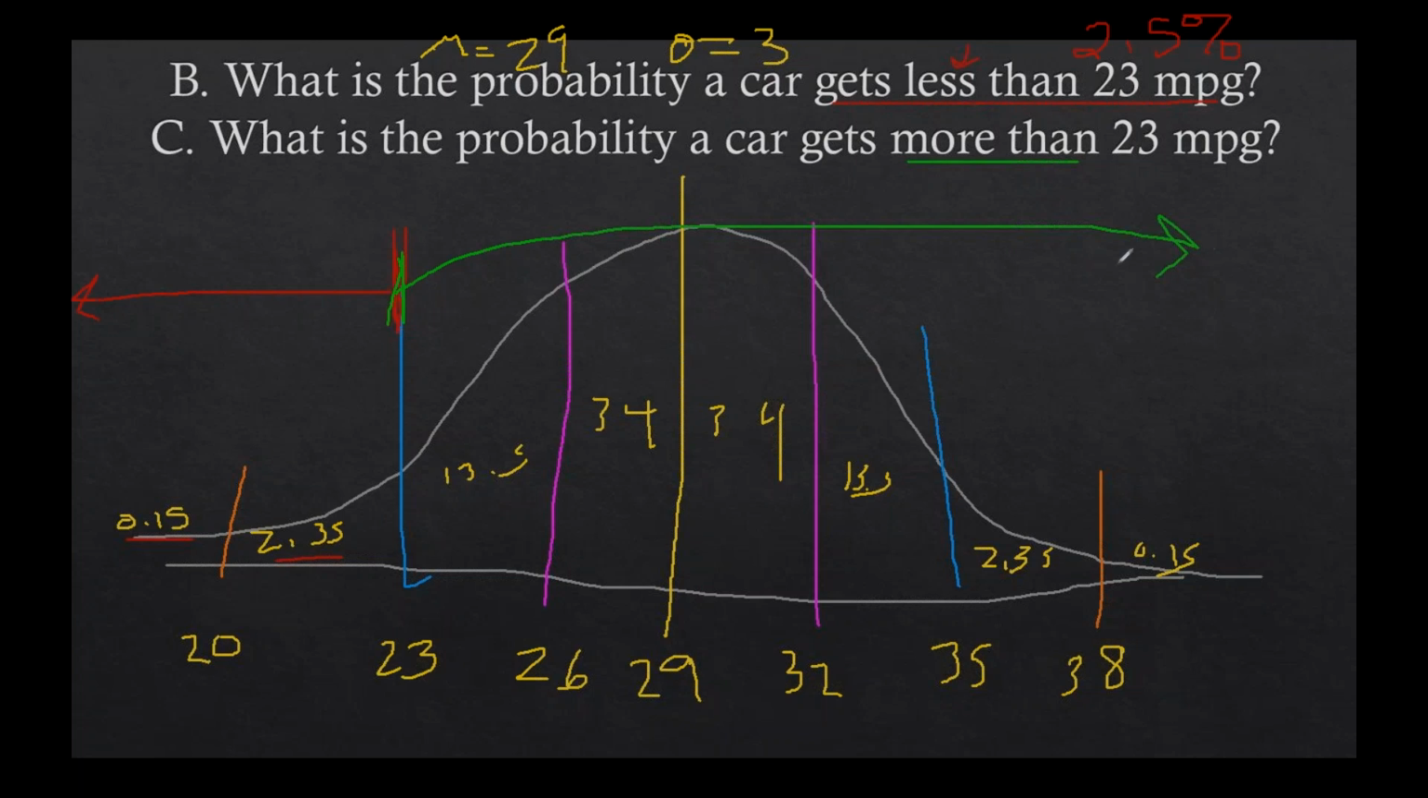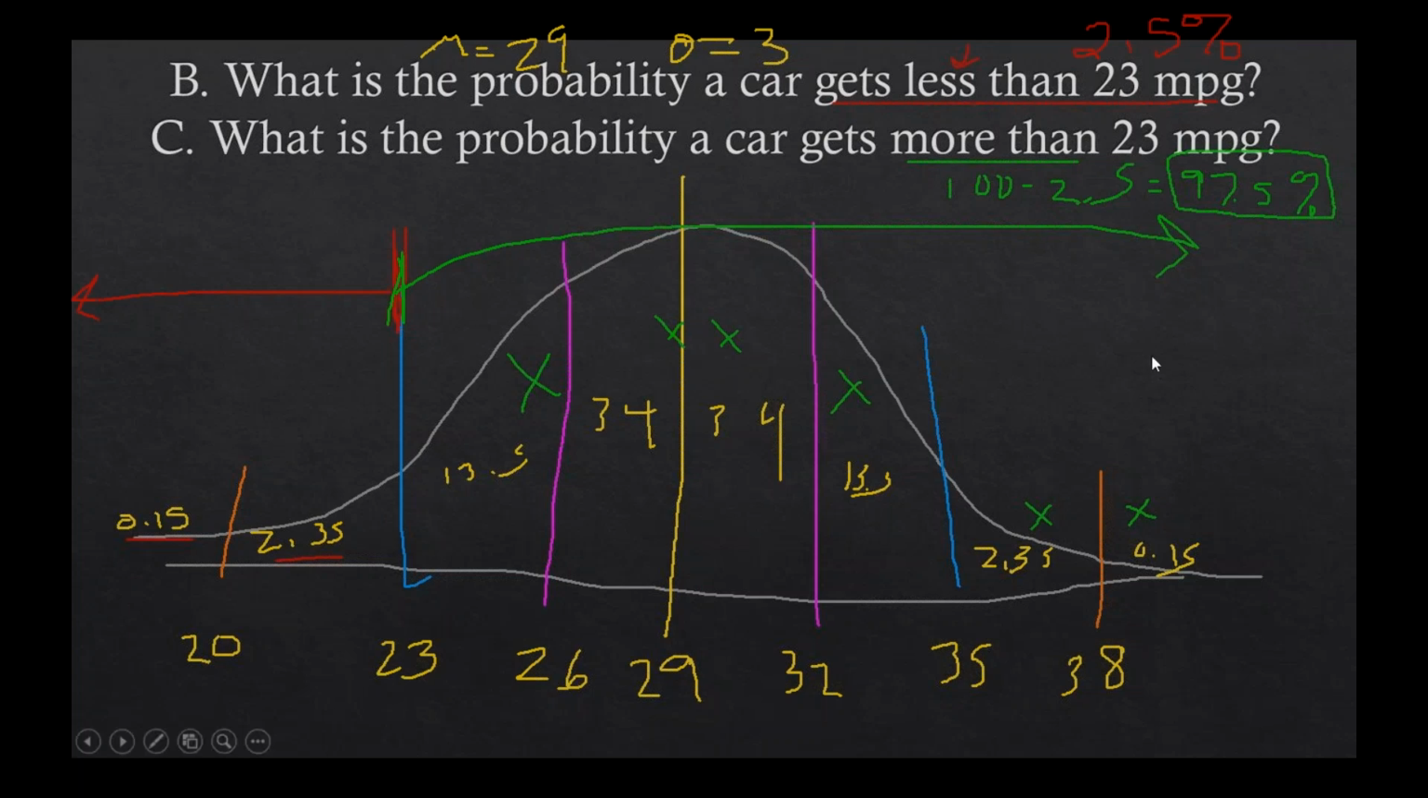Yep, so Amber has the idea of the complements. We know the whole thing is 100. So if the area to the left is 2.5, the area to the right is everything else. And that would give me 97.5%. That's the easiest way to do it. And the other way would be to add every one of these sections together. You get the same answer either way. So the probability of getting more than 23 miles per gallon is 97.5%. Okay.